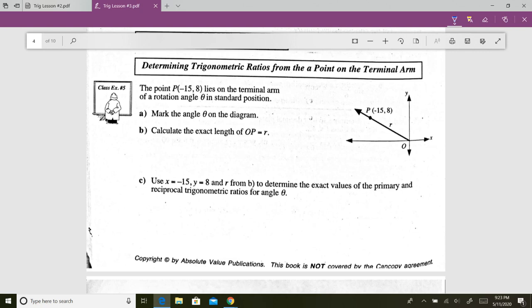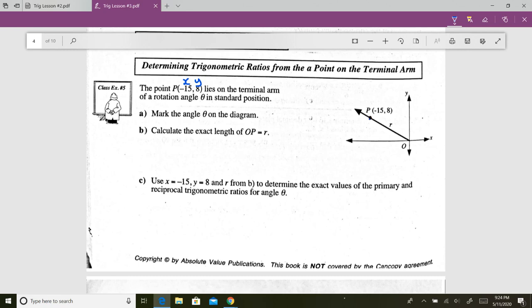Determining trig ratios from a point in a terminal arm. So, like I said at the beginning, we're going to deal with XY coordinate plane here and do trig off of that. So we're going to look at rotation angles and reference angles and all that kind of stuff. But one way they can do it is they don't have to give you an angle, they can just give you a point and you can figure out the angle. So we're at the point negative 15. That's my X, that's my Y. Always draw. This one is drawn for you.